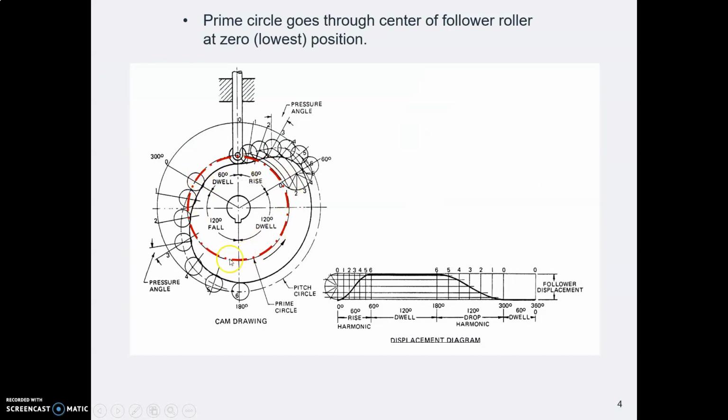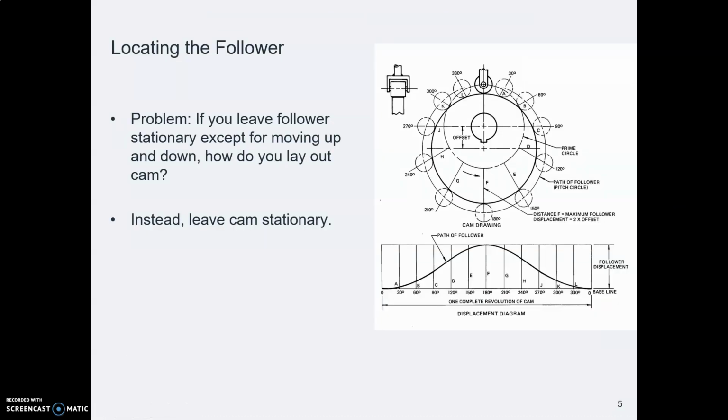So here's a drawing with a lot of stuff on it, with that prime circle going through the center of the follower when it is at its lowest position, which would be 0 on your displacement diagram. Okay, now somehow we have to get from this graph to the lumps on our follower.